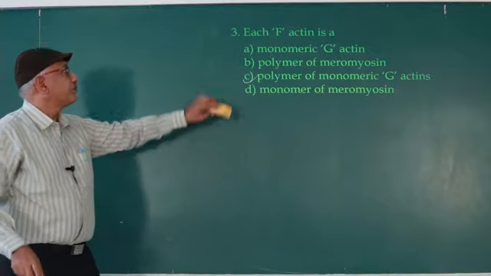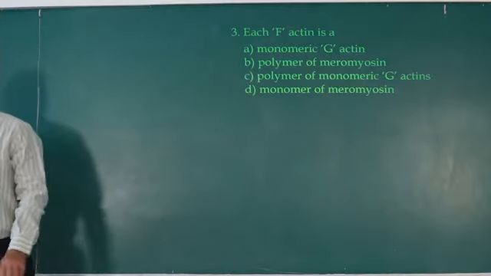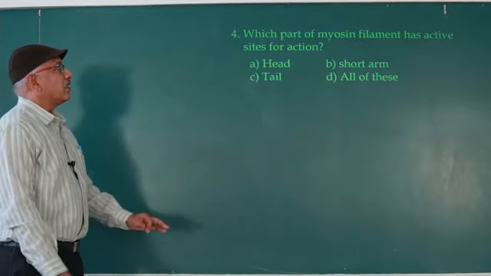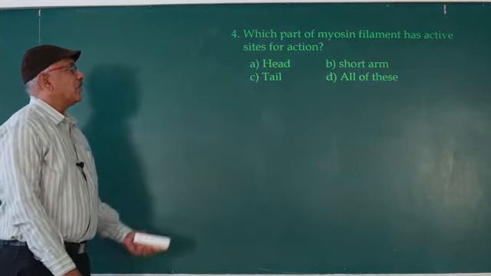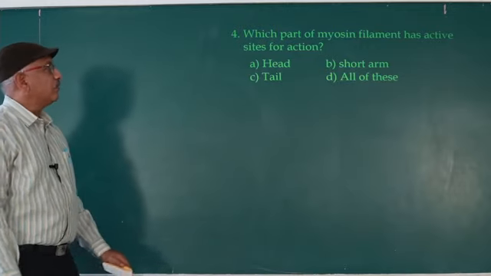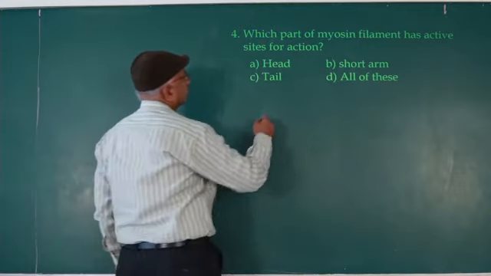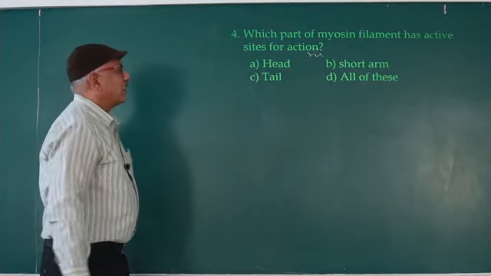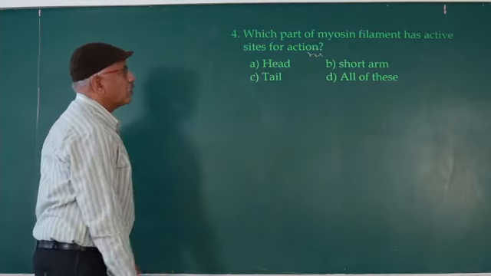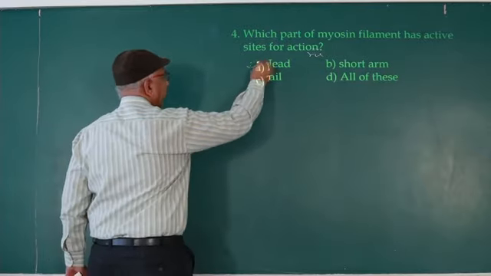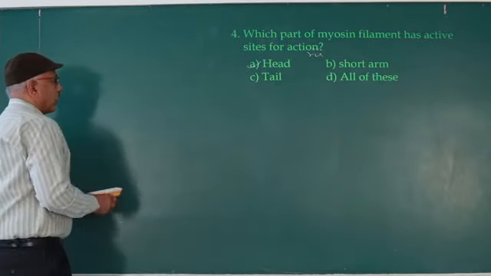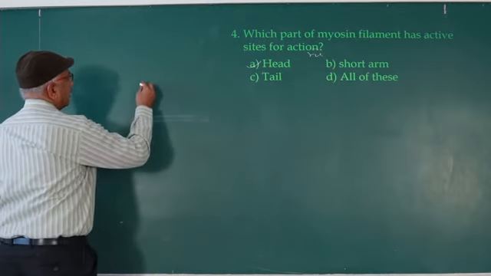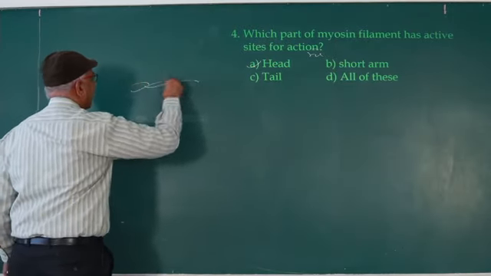Next question. Which part of myosin filament has active sites for actin? Active sites for actin. So which part of myosin filament? Head. You already know it is the myosin filament, and it is the actin filament.